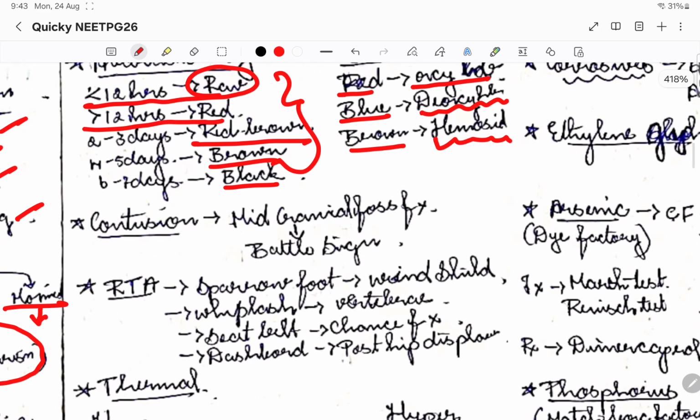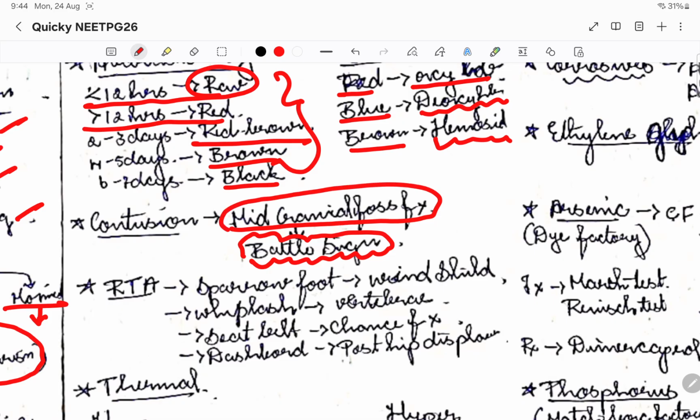Then contusion, so the most important thing is Battle sign. They have been asking this many a time. So a middle cranial fossa fracture is there, meaning it will go for Battle sign. Battle sign, you know that, right. So it is near the mastoid process just behind our ear. So there will be bluish discoloration that happens, right. So why is this happening?